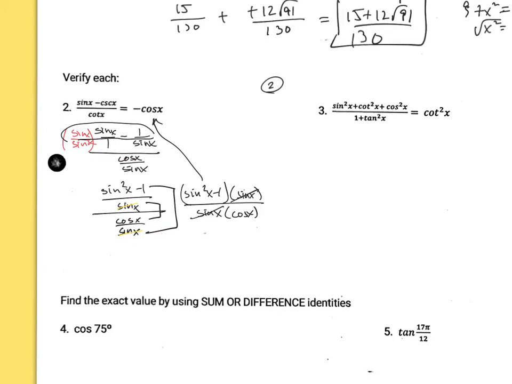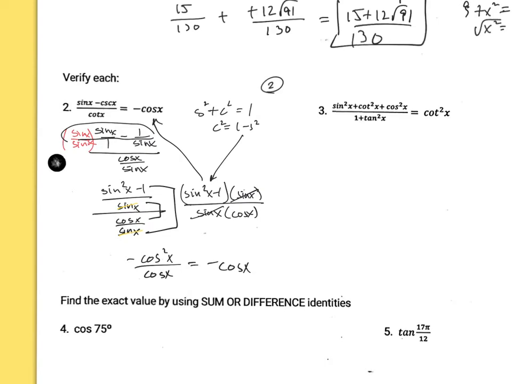We know that sine squared x minus 1 is negative cosine squared. Sine squared plus cosine squared equals 1. I'm just trying not to write it all out. So we know that cosine squared is 1 minus sine squared. This is in the backwards order from this, so the penalty is a negative sign. And now you can see we get a negative cosine x.